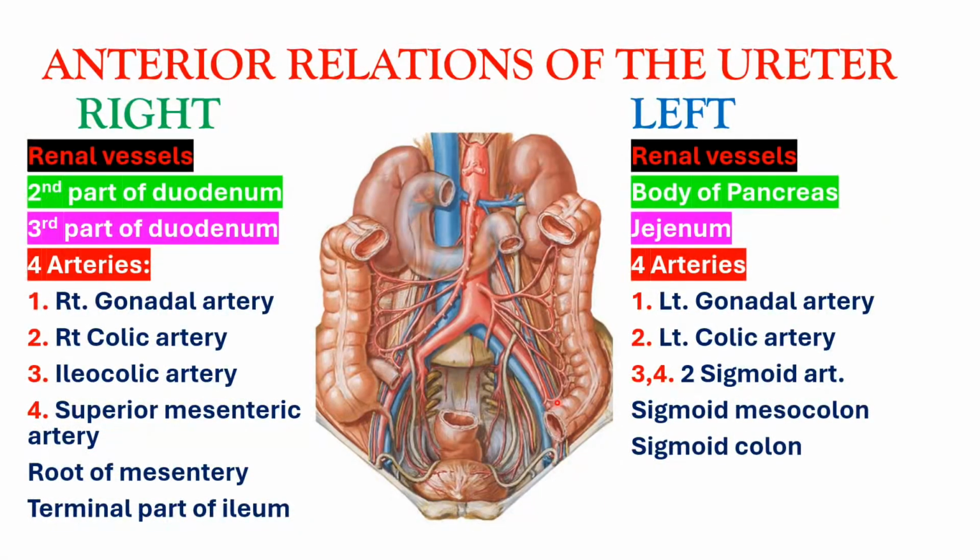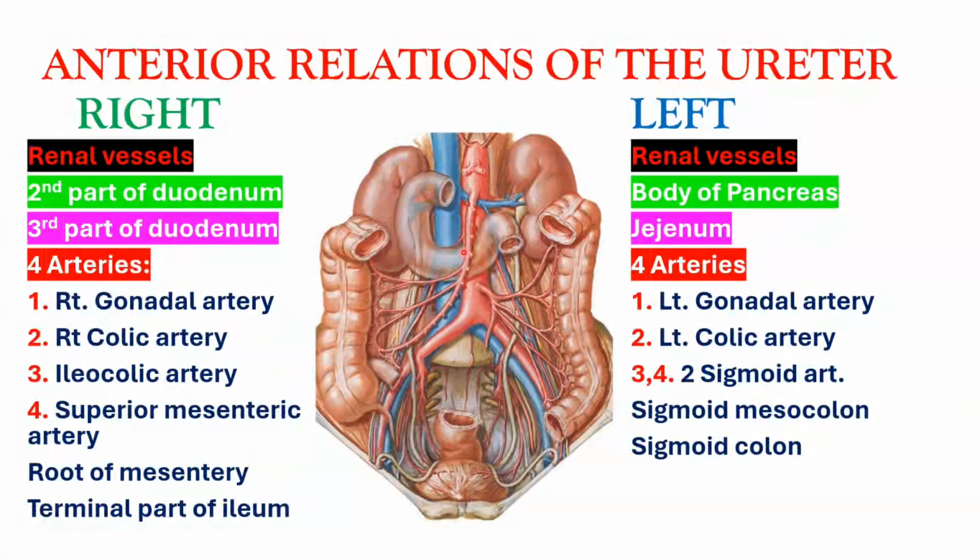Again, we are looking at the anterior relations of the ureter, the left ureter and then the right ureter. We said that for both the left and right, we have the renal vessels anterior to the ureter. Then for the right side, as we descend slightly, we have the second part of the duodenum, which is here. Then on the left side, we have the body of the pancreas, which is not shown here, but this is where it lies. Now, as we descend further, we have the third part of the duodenum, which is here.